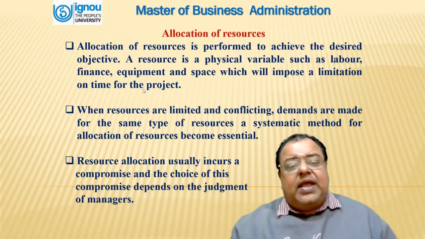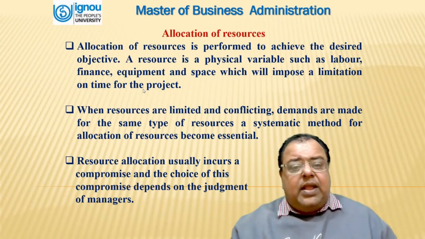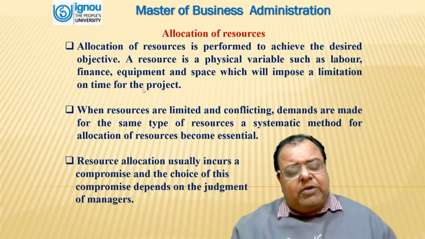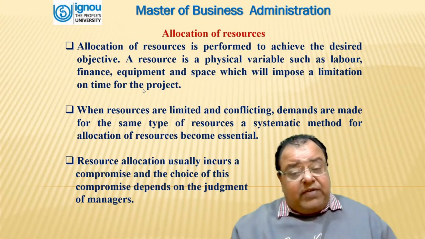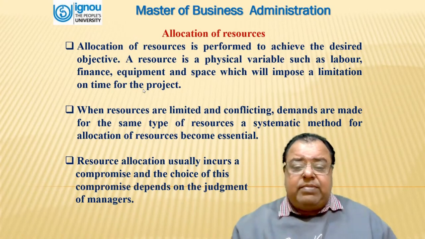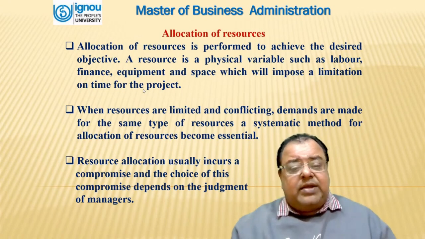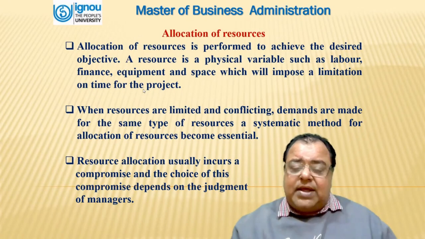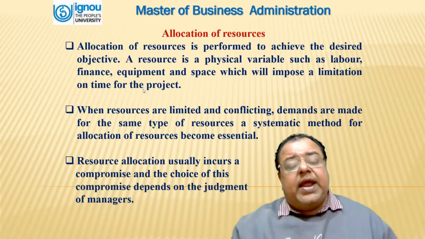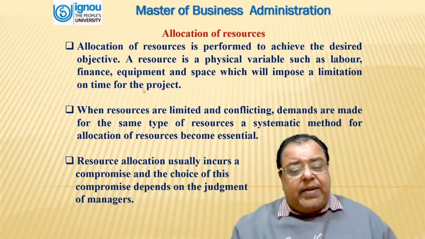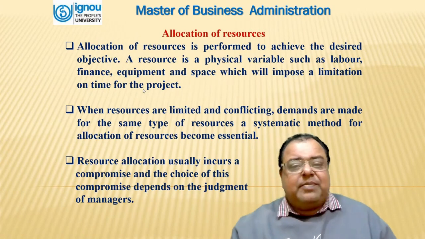Allocation of resources. Allocation of resources is performed to achieve the desired objective. A resource is a physical variable such as labor, finance, equipment, and space, which will impose a limitation on time for the project. When resources are limited and conflicting demands are made for the same type of resources, a systematic method for allocation of resources becomes essential. Resource allocation usually incurs a compromise, and the choice of this compromise depends on the judgment of the manager.